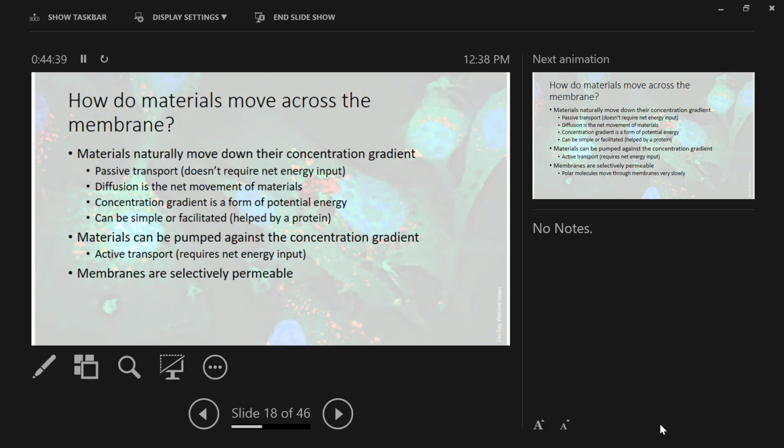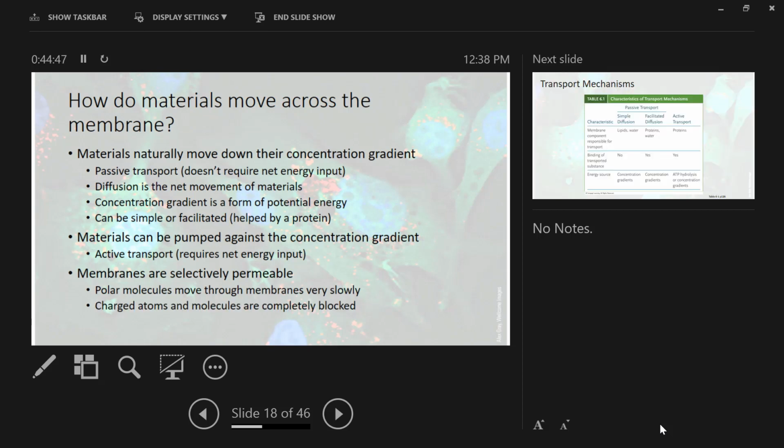All right. So membranes are selectively permeable. We talked about this. Polar molecules move very slowly through membranes. Charged atoms and molecules are completely blocked. Meaning if these need to move, you have to have a protein to facilitate it. These, they can probably move through, but it's not going to be very quickly. So if you want a lot of them to move through, you need a protein to facilitate it. All right? Does that make sense?